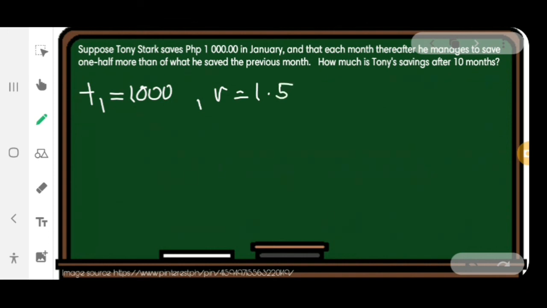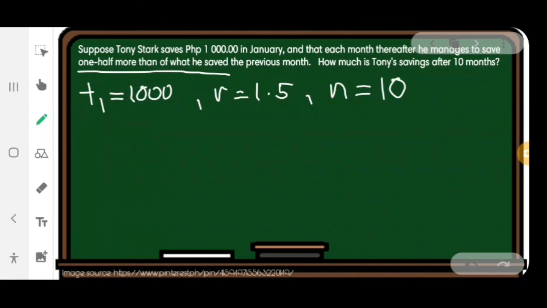1.5. Why 1.5? Remember this, 1/2 more than what he saved. So 1/2 is 50%, or 0.5, and then more than what he saved, that means 100% of what he saved the previous month. So that is 100% plus 50%, which is equal to 150%, or 1.5. Now, how much is Tony's savings after 10 months? So our n here is equal to 10.